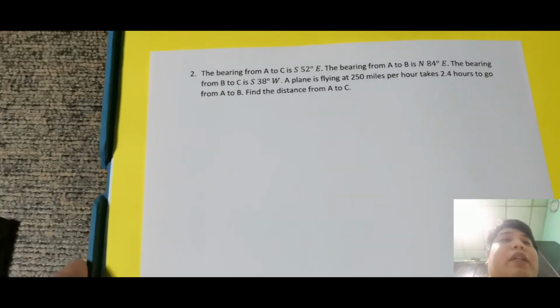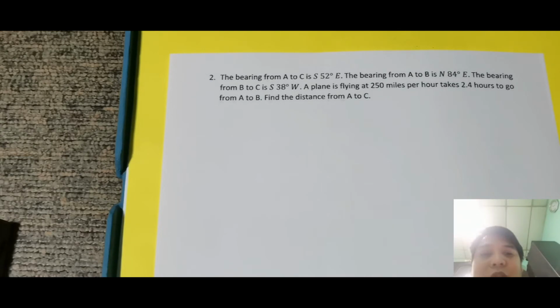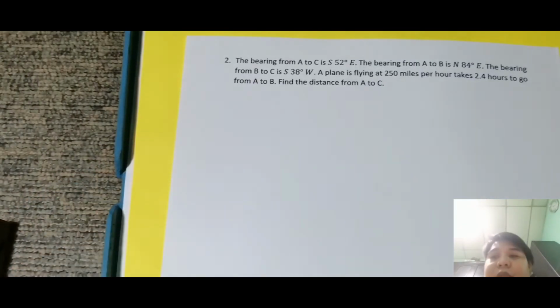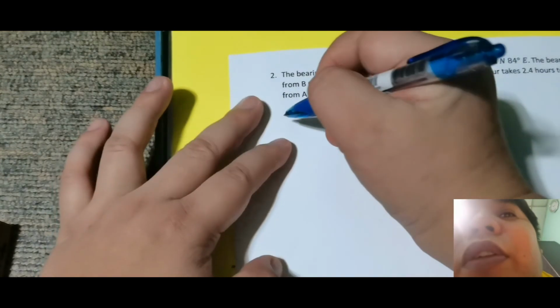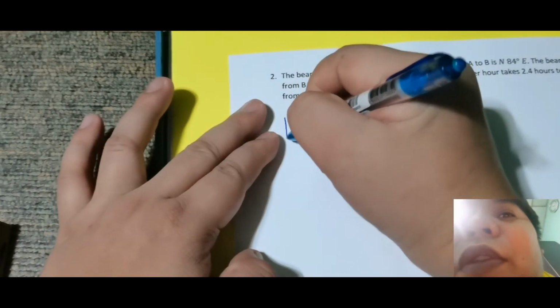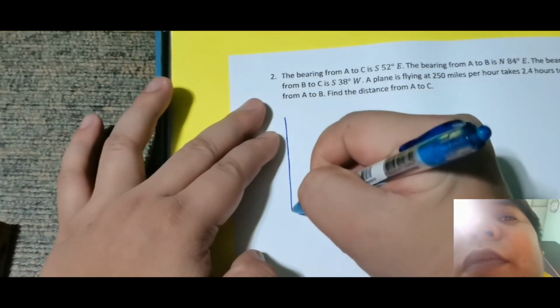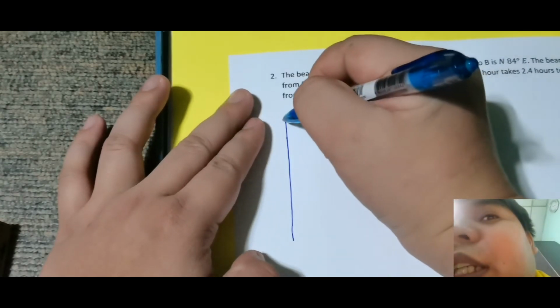Okay, so ngayon, the bearing from A to C is 52 degrees. Kung napansin mo, may south tapos may north dyan na ginagamit. So ibig sabihin baka involved dito si north somewhere. Okay, so check natin yan. Gagawa ko ng north and south dito sa kabilang side. Drawing muna dito. Medyo lalakihan ko na, assuming na straight line yan.